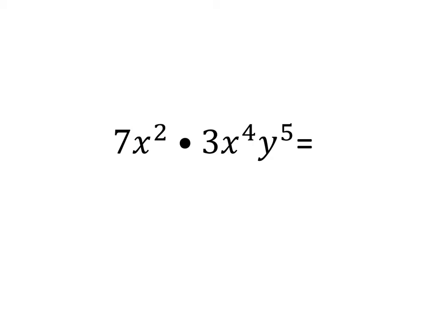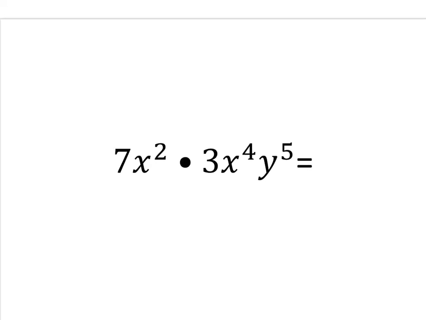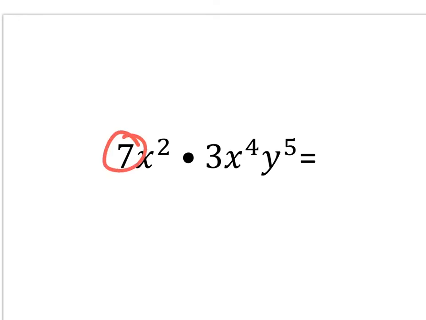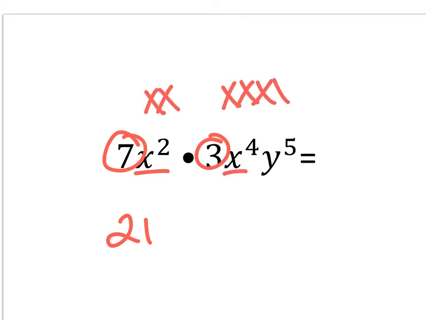Okay, our next one. These next two, as well as the first two, are ones that you've already done. I'm just making sure that you remember. So we have 7x squared times 3x to the fourth times y to the fifth. Again, we'll look at each one individually. We'll start with the coefficients, 7 and 3, which gives us 21. Then we'll look at the x's. There's x squared and x to the fourth, which gives us x to the sixth. And then there's just y to the fifth. So we get 21x to the sixth y to the fifth.